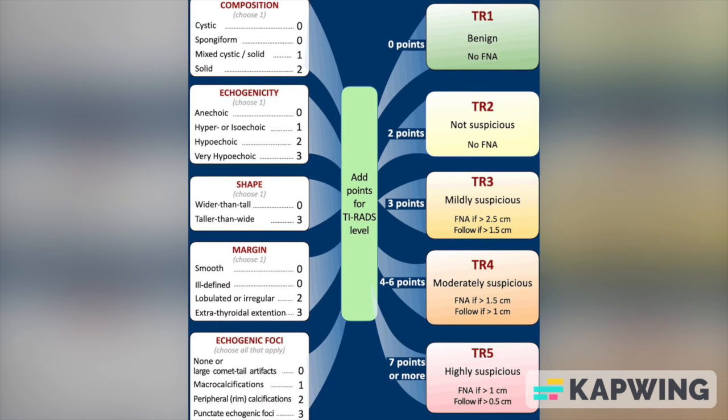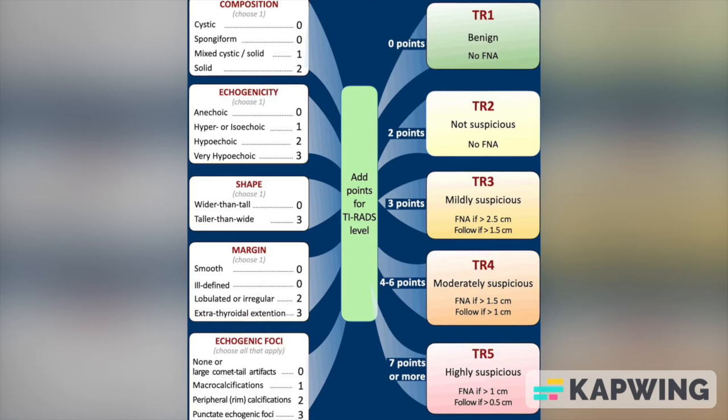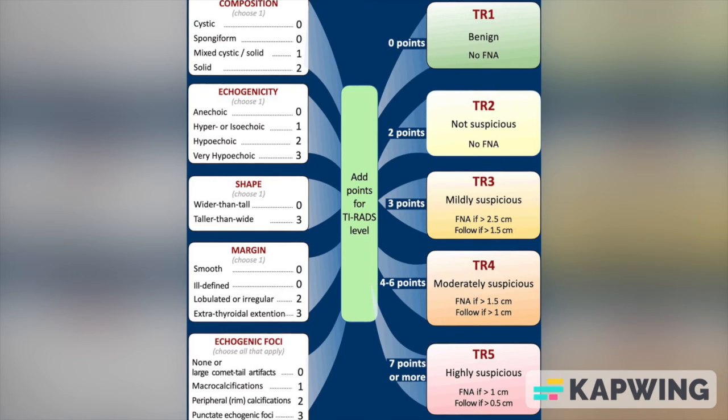TIRAD level 1 being 0 points means it is benign and no fine needle aspiration is needed. TIRAD 2 means there is 2 points, which is not suspicious and no fine needle aspiration is needed. TIRAD level 3 is mildly suspicious with 3 points. A fine needle aspiration will be needed if it is greater than 2.5 centimeters. A follow-up will be needed if it is greater than 1.5 centimeters.